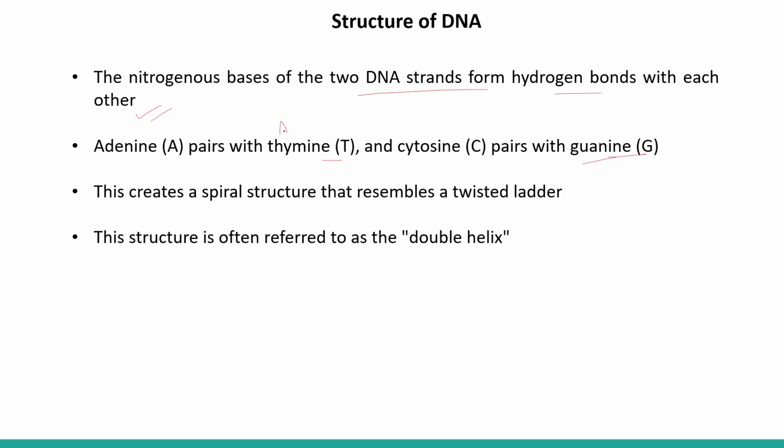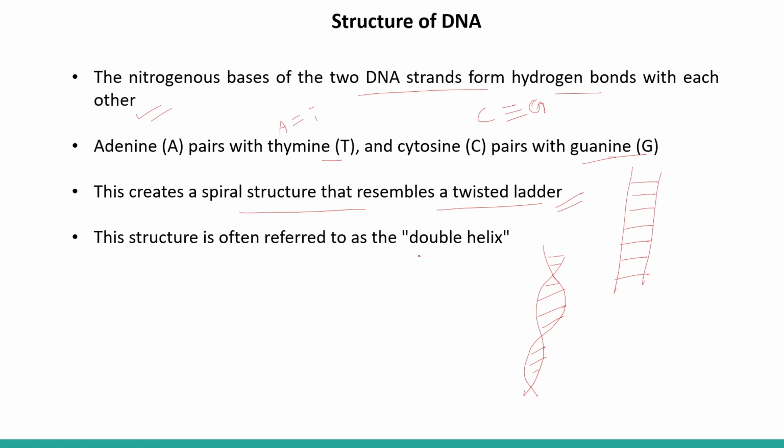So adenine pairs with thymine with 2 hydrogen bonds, and cytosine pairs with guanine with 3 hydrogen bonds, right? This creates a spiral structure that resembles a twisted ladder. So here we have a ladder-like structure, but this ladder is not straight, it is twisted, right? So this ladder is quite twisted.